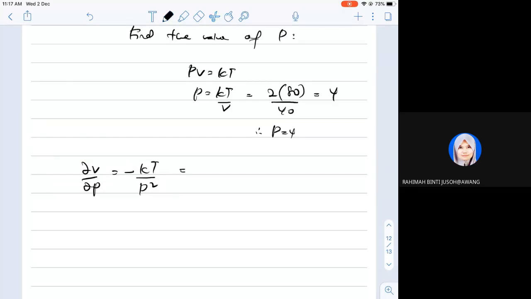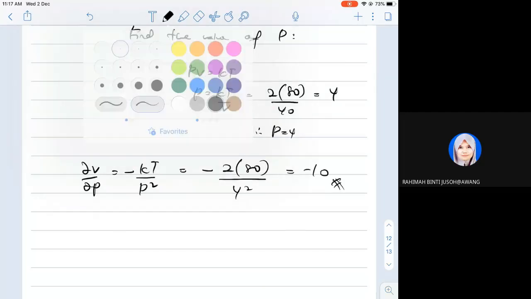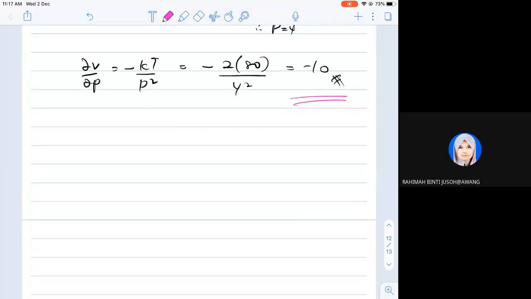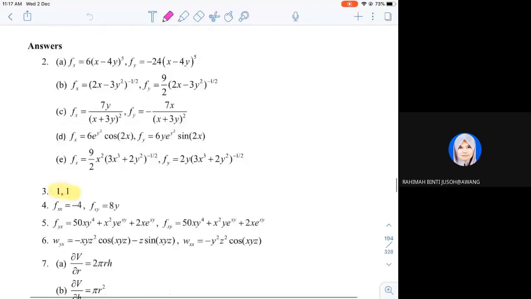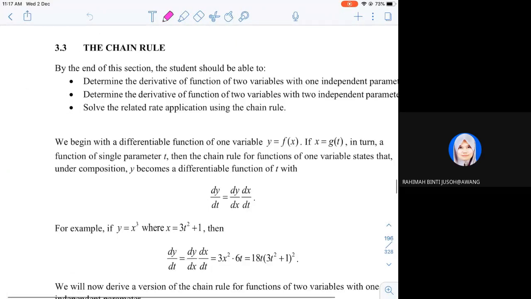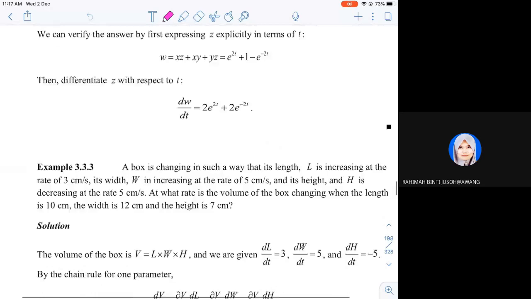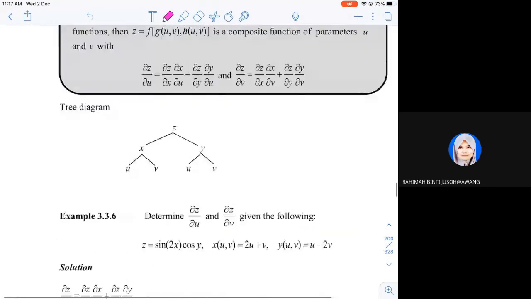Equals to negative K is 2, temperature is 80, and then divide by P squared, 4 squared. What should you get guys? Negative 10. Yes, negative 10, that's it. So understand this question? Yes. Okay, good, well done. So next we go to the chain rule. Okay, chain rule also important. I will explain the exercises.